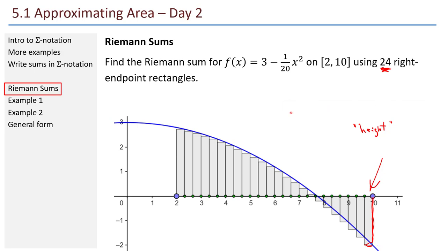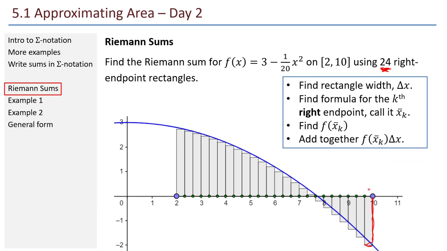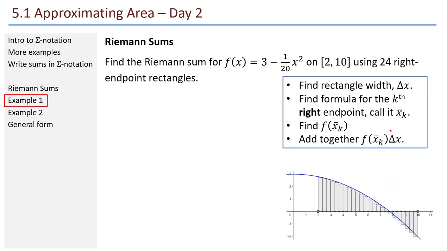So let's tackle this. We have to do 4 things. We have to find the rectangle widths. We have to find a formula for the right endpoint because we're using right endpoint rectangles. We're going to figure out f of the right endpoint, which is the height of the rectangles. Now that I have height, I can multiply height times width to get the area of the rectangles. And again, that's the height, and I'll put height in quotes because it could be that our height is actually a negative value.